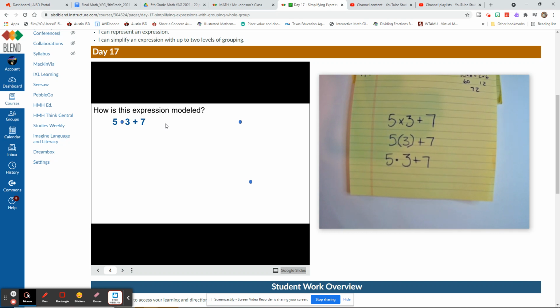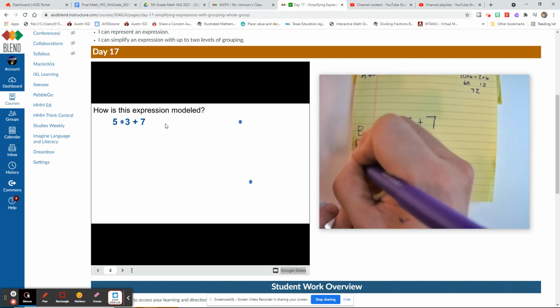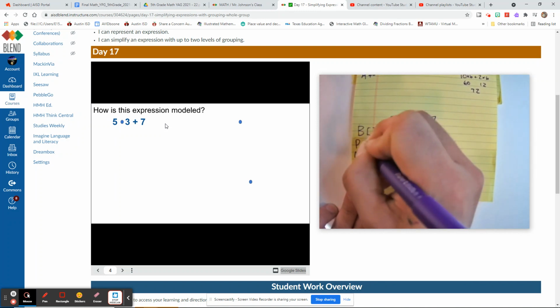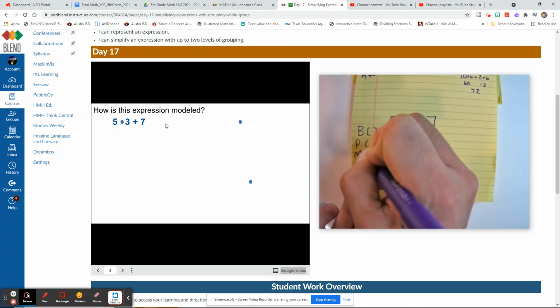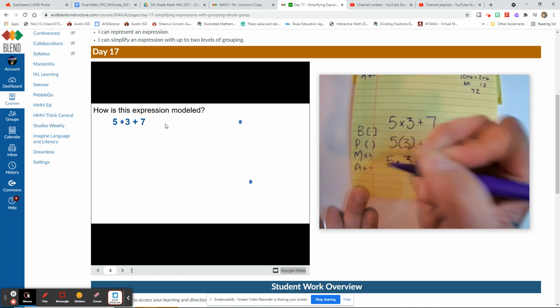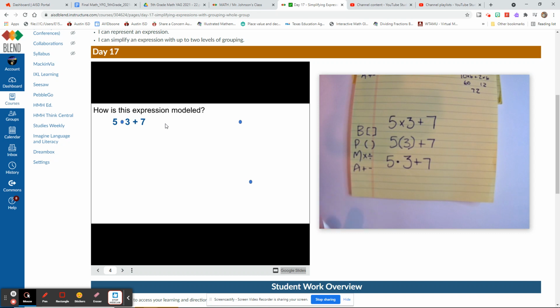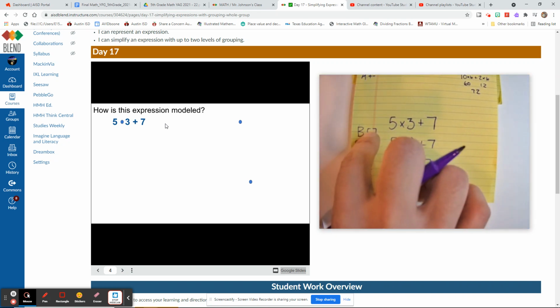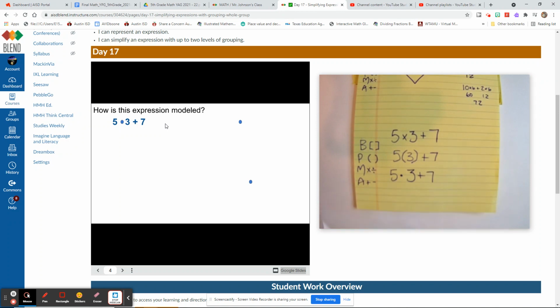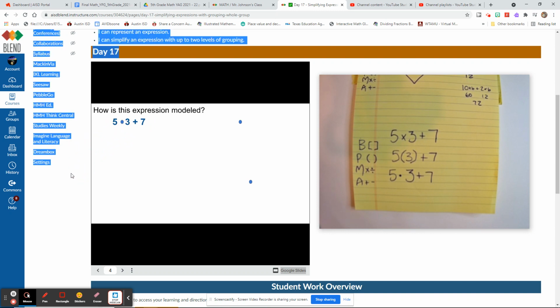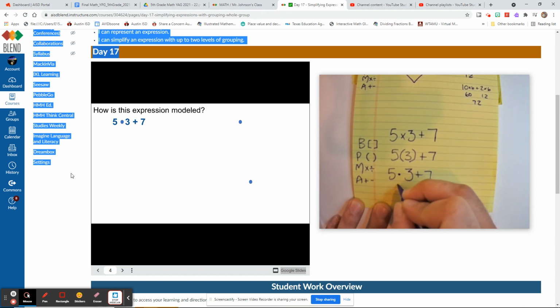So if we were solving this one and we were following our order of operations, brackets, parentheses, multiplication, division, addition, subtraction, right? That's your order of operations. So first thing that we have to look at is, are there any brackets over there in 5 times 3 plus 7? No. Are there any parentheses? No. Is there any multiplication? Yes, there is. So the first thing that we have to do is 5 times 3. So over here, 5 times 3, that is 15 plus 7.